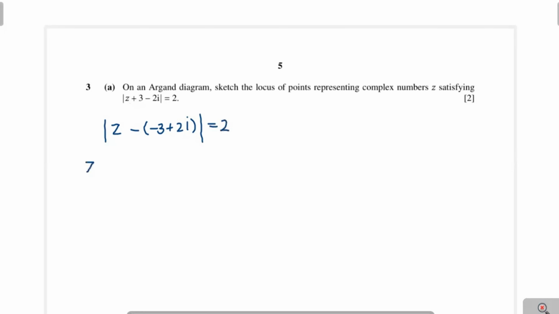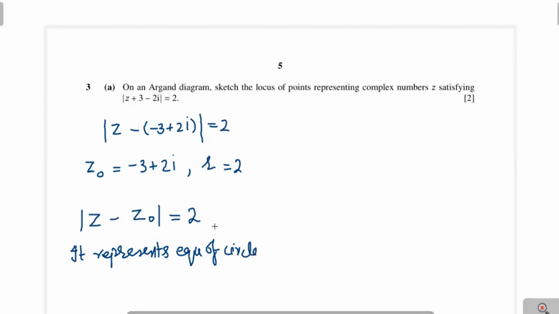Now, suppose that −3 + 2i equals z0. Now we can write this equation, and this value 2 we suppose is r equal to 2, and therefore we can write it as |z − z0| = 2. This equation represents the equation of a circle. In this equation, this is the radius of the circle, and z0 equal to −3 + 2i, this point shows the center of the circle. Now we can write it as center equal to (−3, 2). This is the center of the circle.